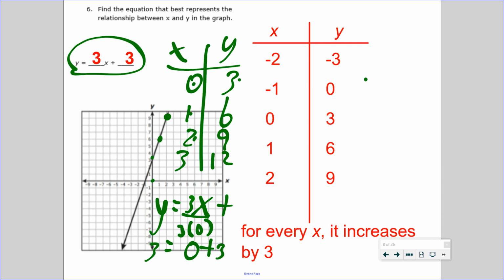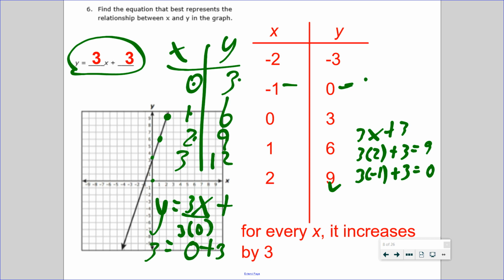Let's check our work. Let's make sure this works. 3x plus 3. If x is 2, what's 3 groups of 2? 6. Plus 3 is 9. It works. Let's try negative 1. If I replace the x with negative 1, 3 groups of negative 1 is negative 3. Plus 3 is 0. It works.